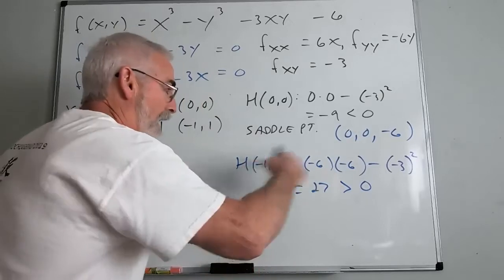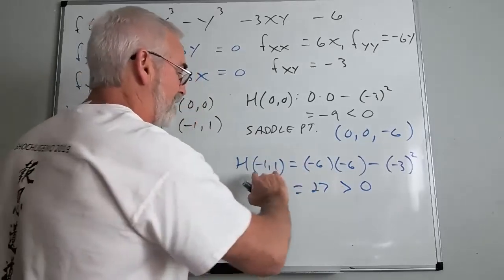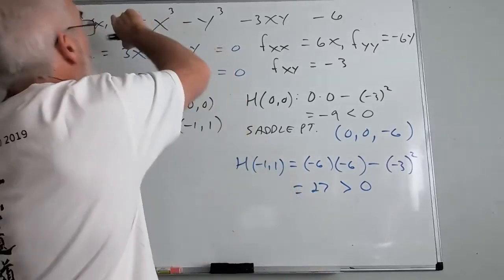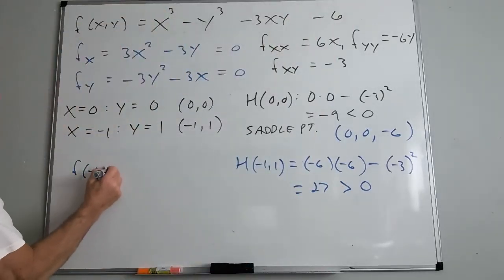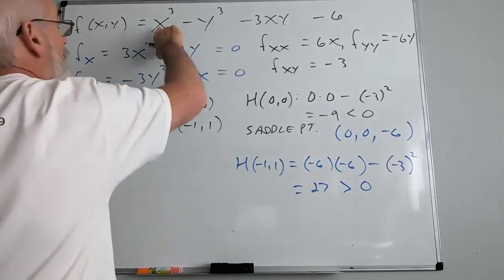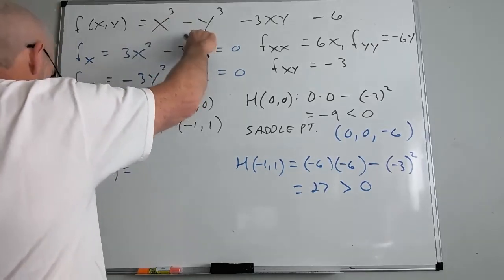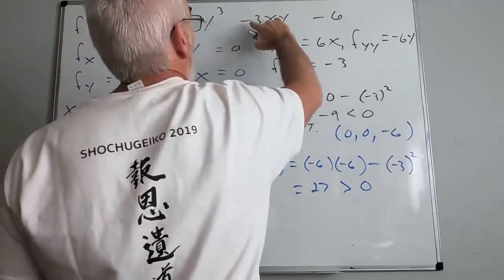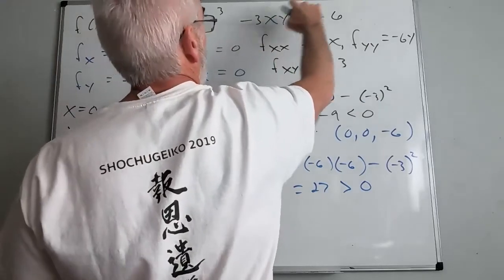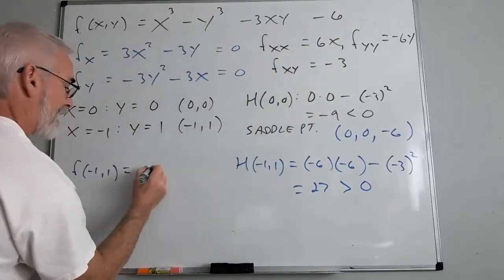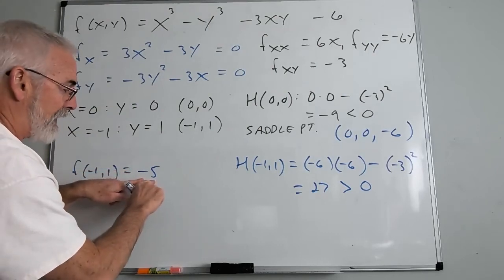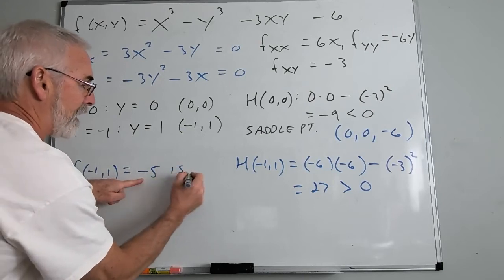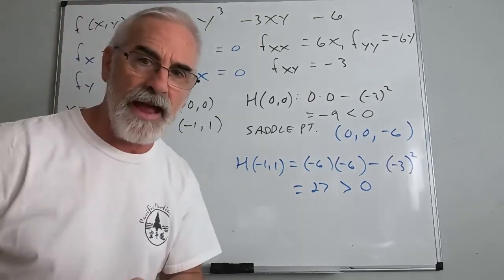Now, I don't know what my maximum is yet, so I have to take that and evaluate it. So f of -1, 1, that'll be -1 minus 1, that's -2, plus 3, that's 1, minus 6, that's -5. Okay? This is the extrema. Now, you just said it's a max.